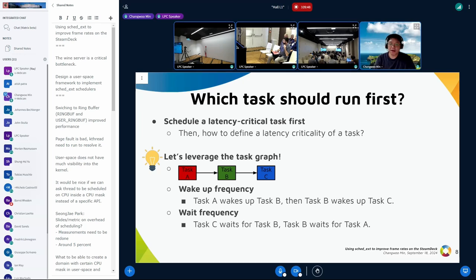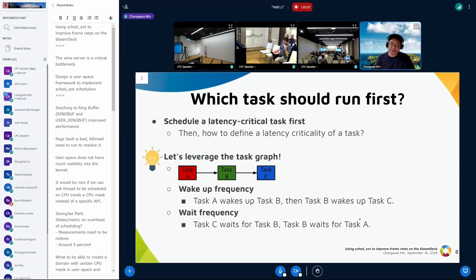As the name implies, we want to schedule the latency-critical task first, so the question is how to define the latency criticality of the task. The key idea from the workload analysis is to leverage the task graph. In this simplified task graph, task A processes some job and then wakes up task B, and task B gets a job from task A, processes it, and then wakes task C. And task C processes the result of task B. So that's the wake-up frequency, but on the other hand, from task C's point of view, task C waits for task B's completion, and task B waits for task A's completion.